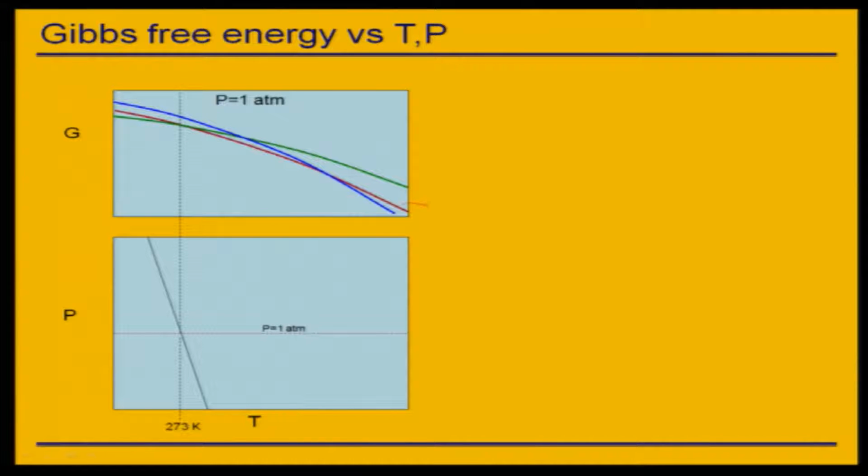So this is corresponding to solid, this corresponds to liquid, the green curve corresponding to vapor, water vapor. So you can see the green curve cuts both the solid curve and the liquid curve. Let us follow one by one, okay.